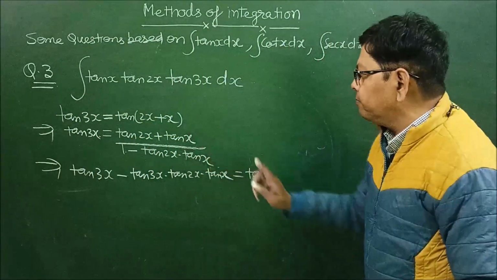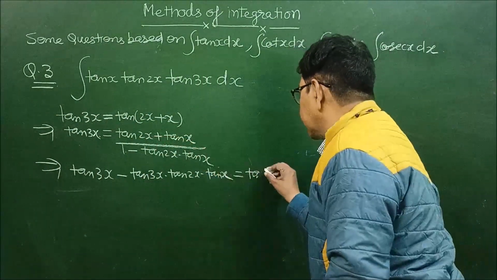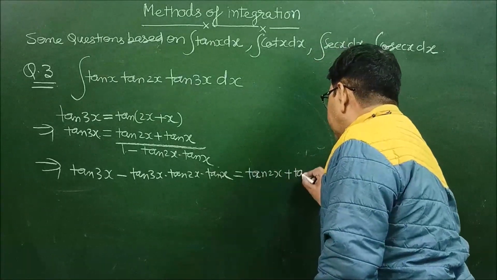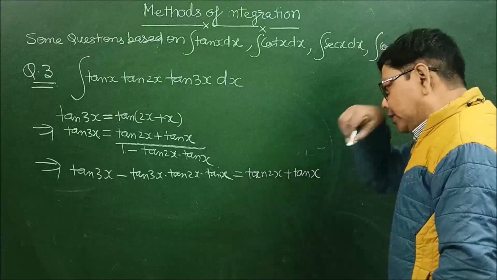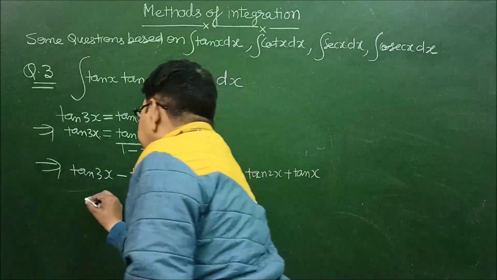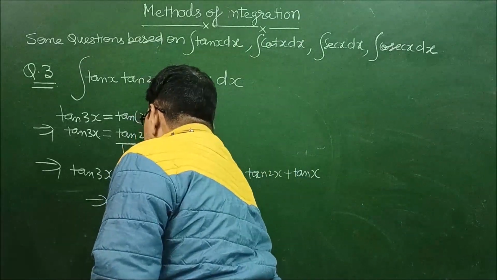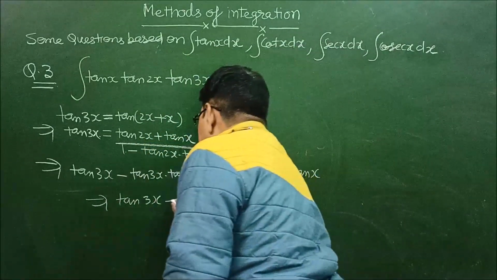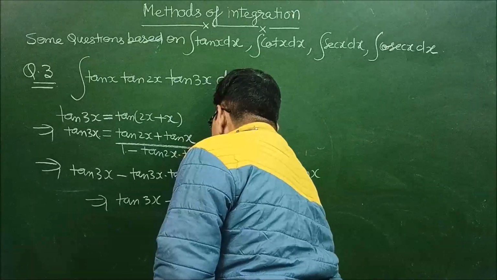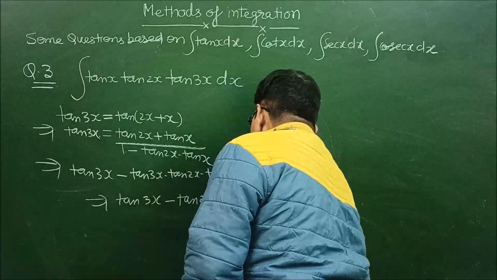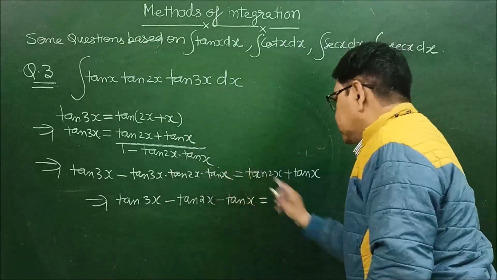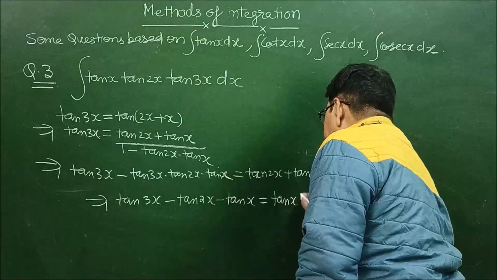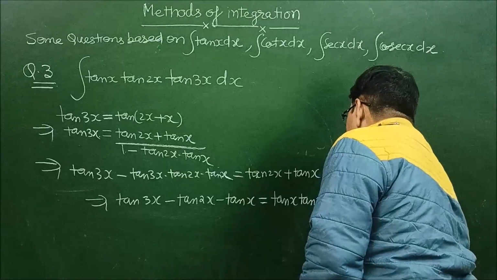If we write this here, tan 2x plus tan x by cross multiplication. Now this tan 3x minus tan 2x minus tan x is equal to this, bringing to the right hand side. So we can write this is equal to tan x into tan 2x into tan 3x.